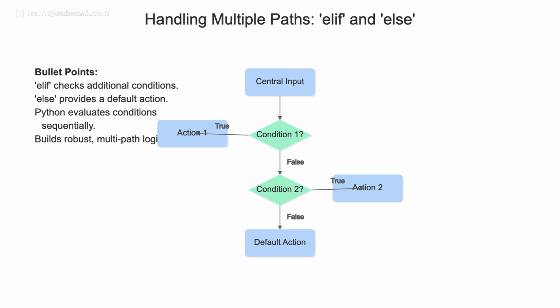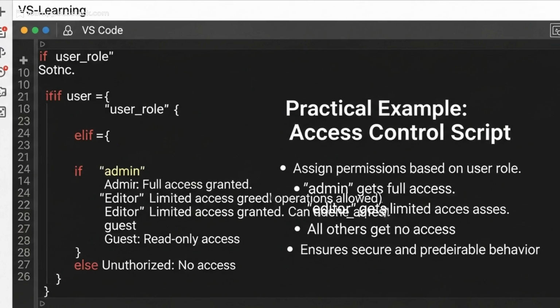Together, if, elif, and else allow you to build robust multi-path decision logic, ensuring your program can respond appropriately to a wide range of inputs or situations.